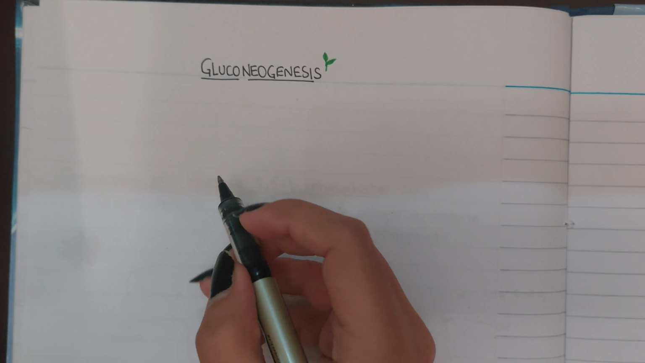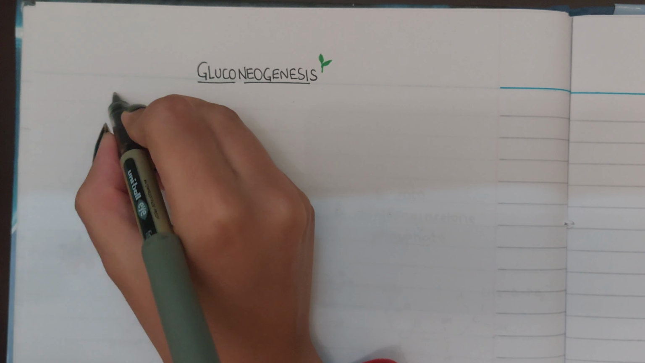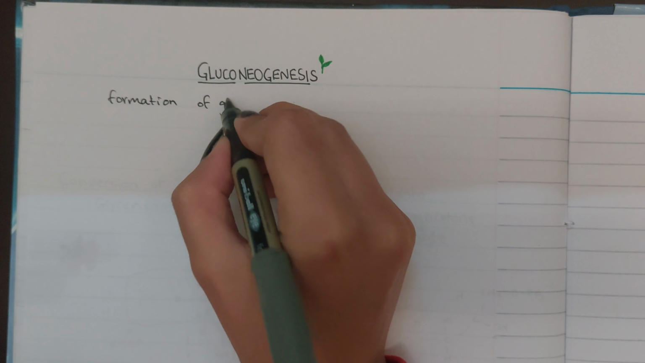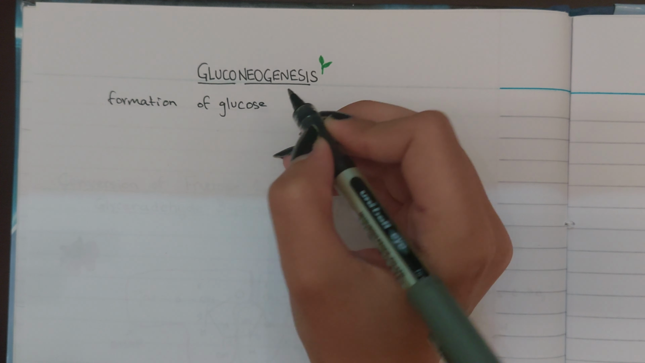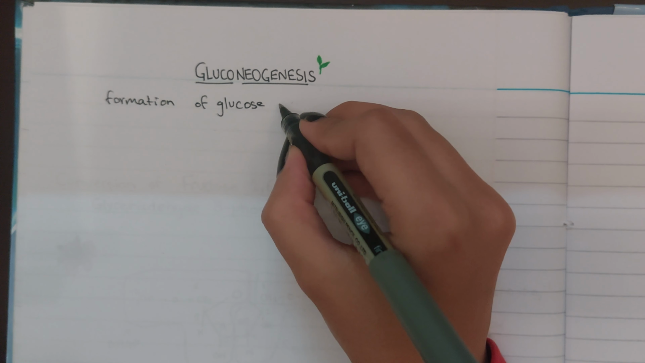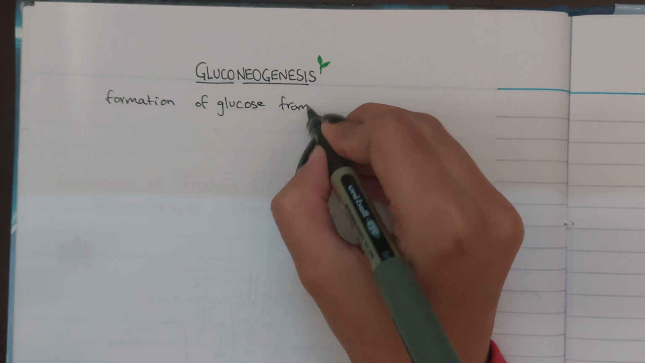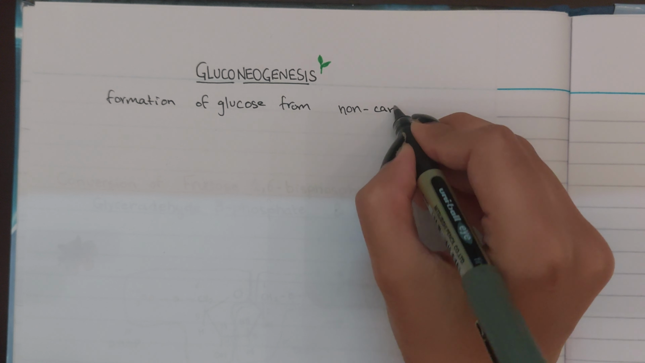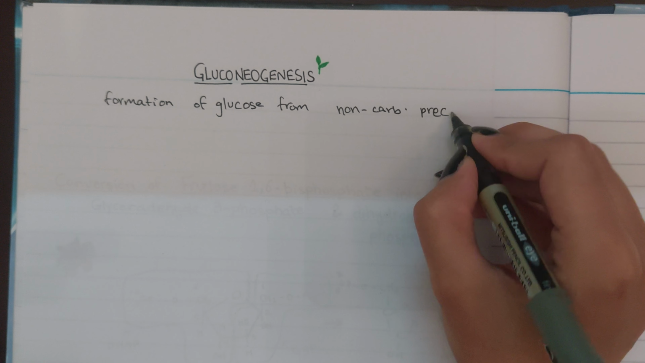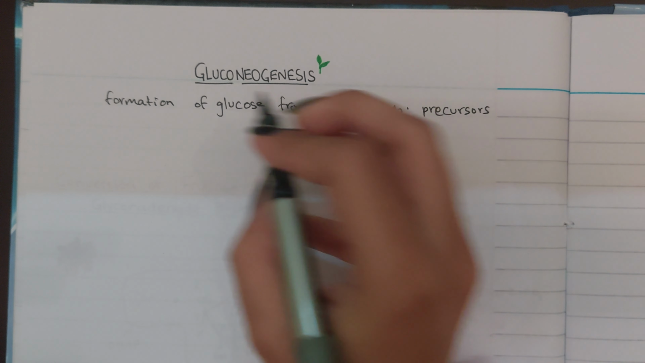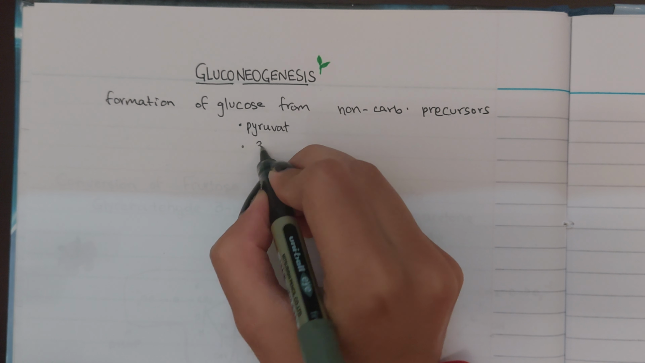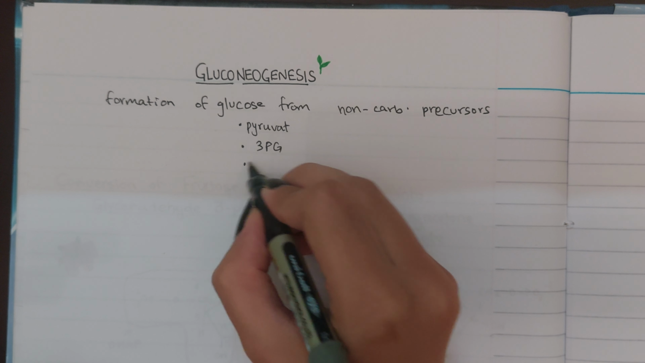So basically it is the process of the formation of glucose. But the glucose is not formed from a carbohydrate carbon. It is made from non-carbohydrate precursors. And these non-carb precursors are either pyruvate, 3-phosphoglycerate, or glycerol.